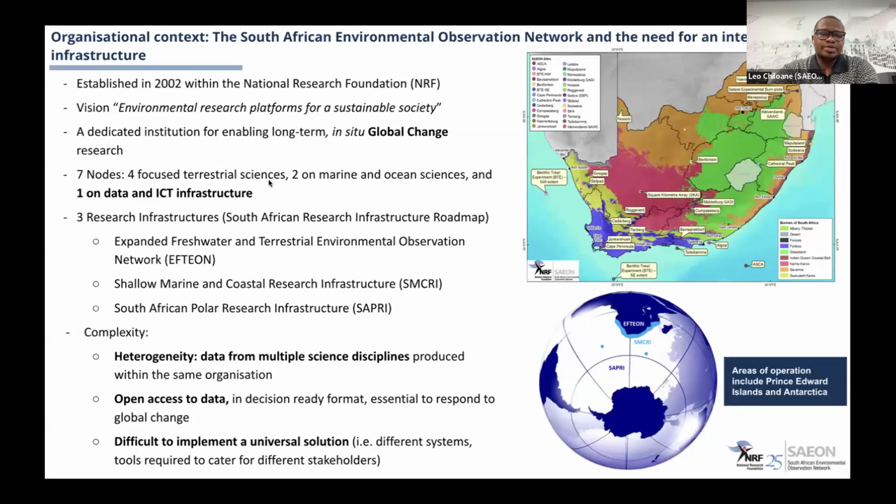All right, so SAEON was established in 2002 with a mandate to provide research infrastructure platforms for a sustainable society. We have 7 nodes, 4 focused on terrestrial sciences and 2 on marine sciences, and then a dedicated node on data and ICT, which will be the focus of the talk. We also host 3 research infrastructures.